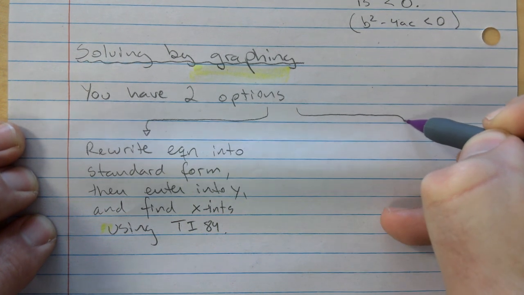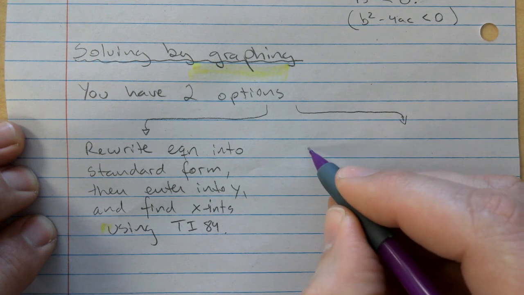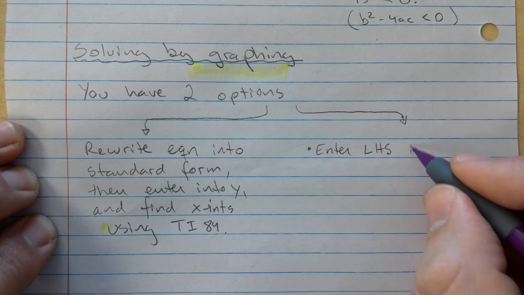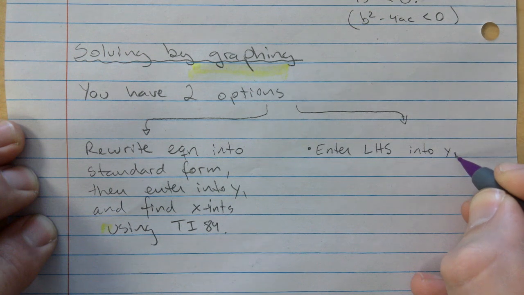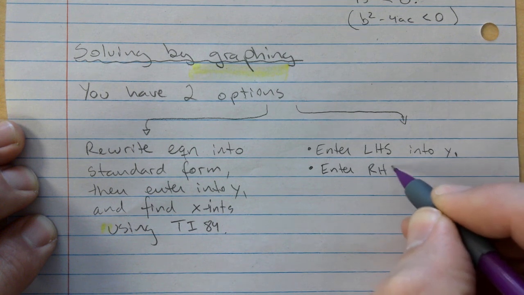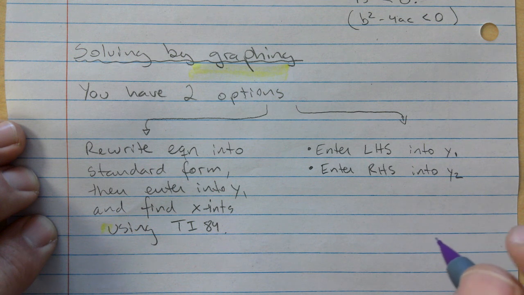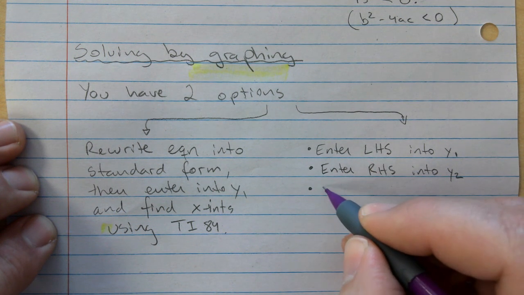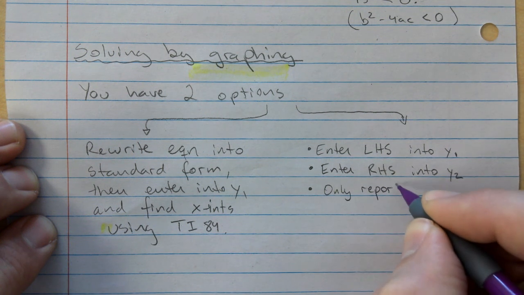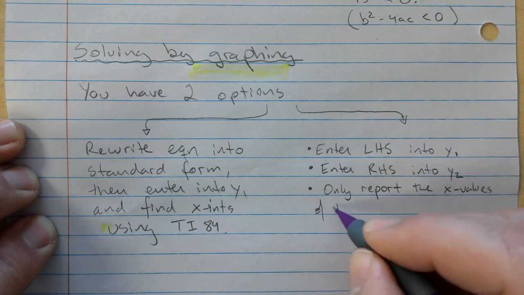The second option is what I prefer if I can graph, right? You have to enter the left-hand side into y1, enter the right-hand side of the equation into y2, and only report the x values of the intersections.